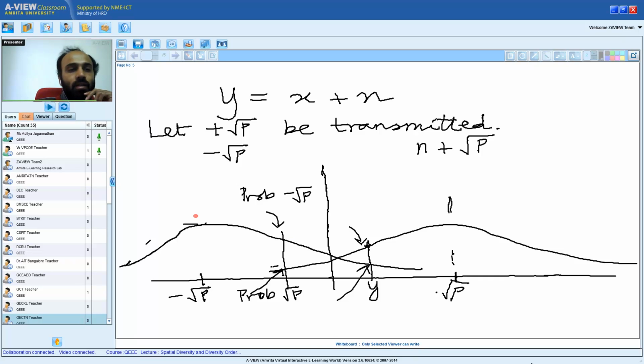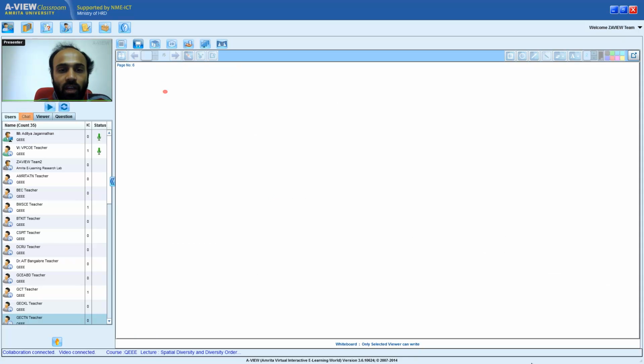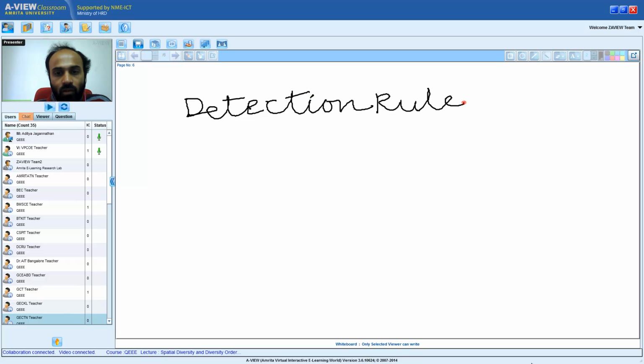So what we are saying is the following: if I receive y greater than 0, then the probability corresponding to square root of p is more. And if y is less than 0, then the probability corresponding to the transmission of minus square root of p is more. Therefore, my detection rule at the receiver can be the following. Let me write this down. Can everyone hear me? This is the detection rule.